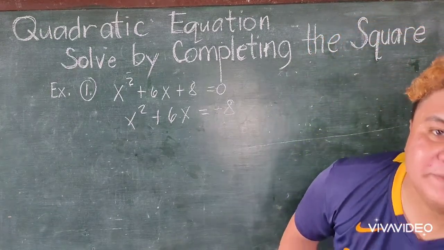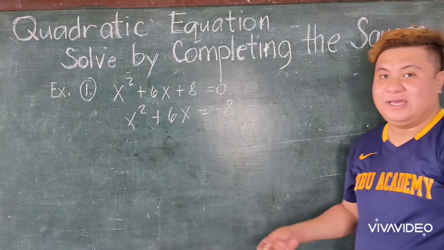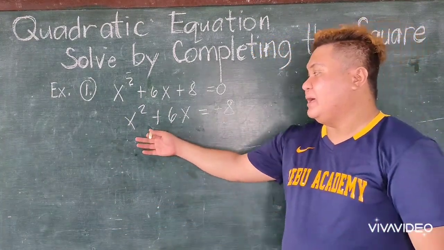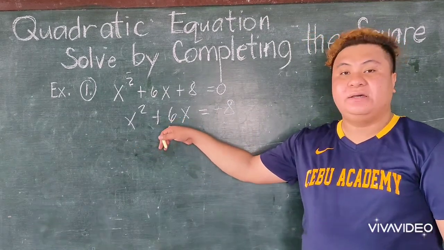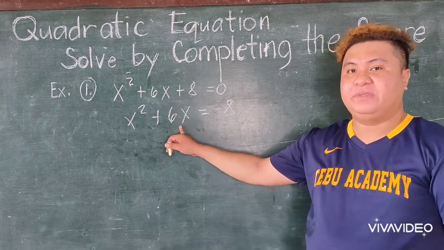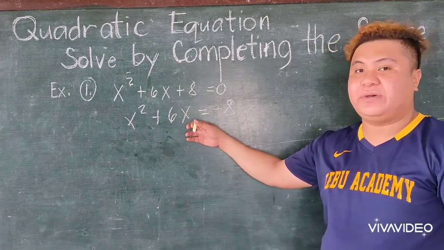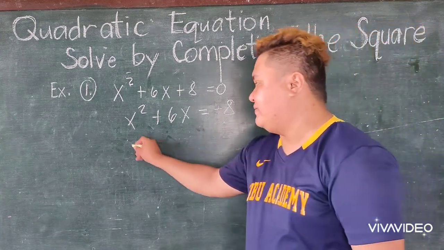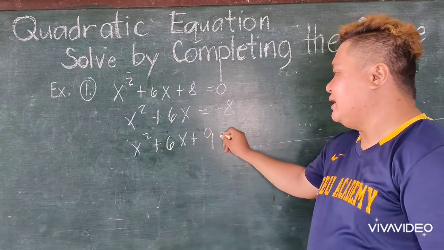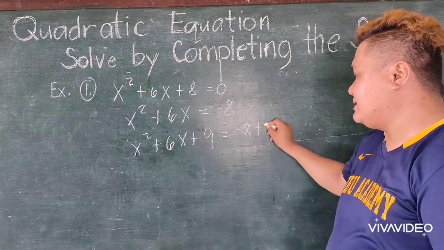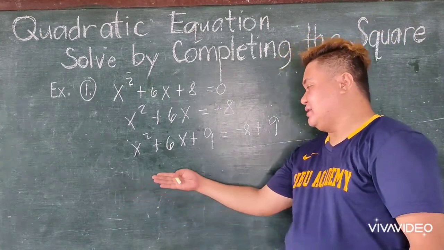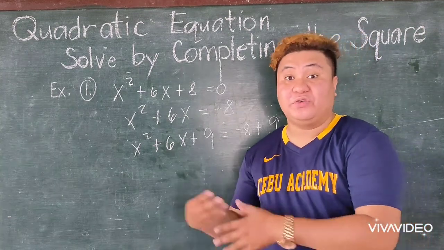And now, as what we have solved a while ago, the half of b, which is 3, and its square is 9. We're going to add it on both sides. So we have x squared plus 6x plus 9 equals negative 8 plus 9. After this step, we are going to factor.